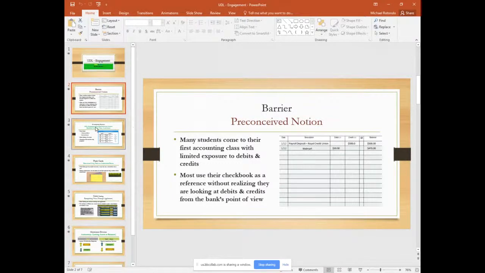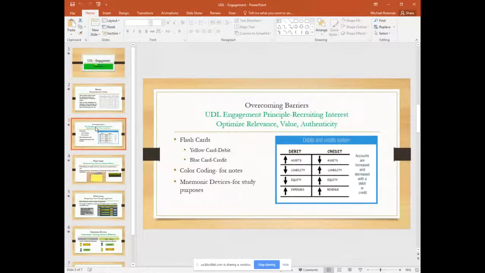Another way is through the use of flashcards. Flashcards can help recruit interest. It gives them a mnemonic device that we can put on the flashcard, and we can use color coding for notes. One of the ways we can do this is use a yellow card for a debit and a blue card for a credit. And the reason I chose that is because when I first started working in banking, before we had all the technology we have now, that's what we used. We used a yellow card for a debit and a blue card for a credit. So it does have authenticity and value as well.